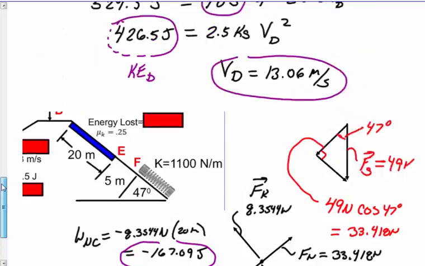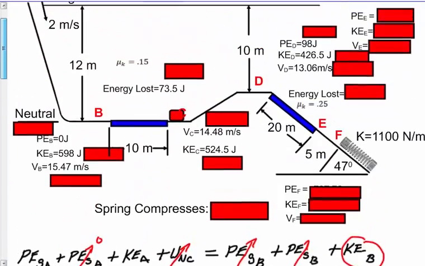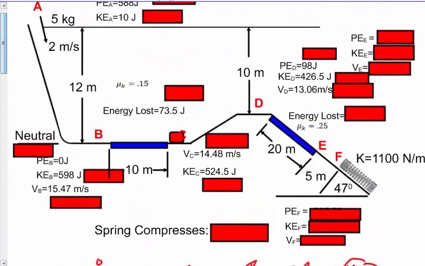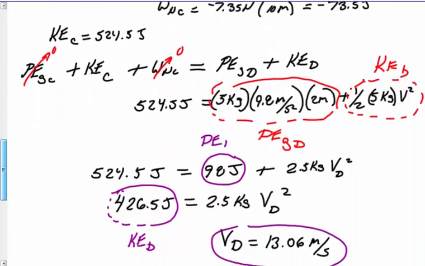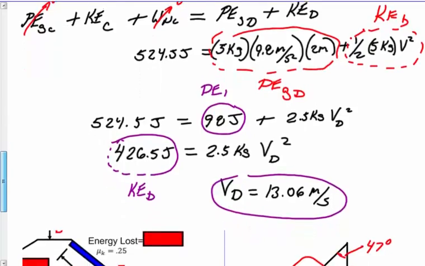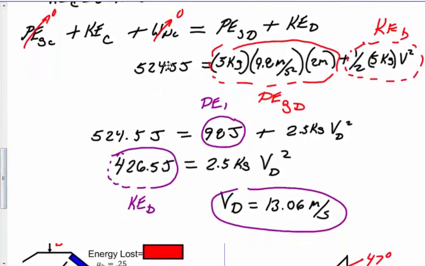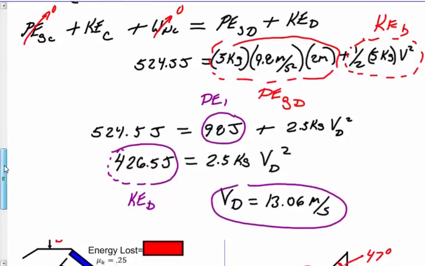We'll go back up and we'll check that number real quick and see if I got that correct. And I said the energy was 167.09, and there it is. So we're dead on right there. All right. So we're doing really well. We want to find out how to go from D to E. So we go back to our system. Remember, we have 524.5 joules to work with.